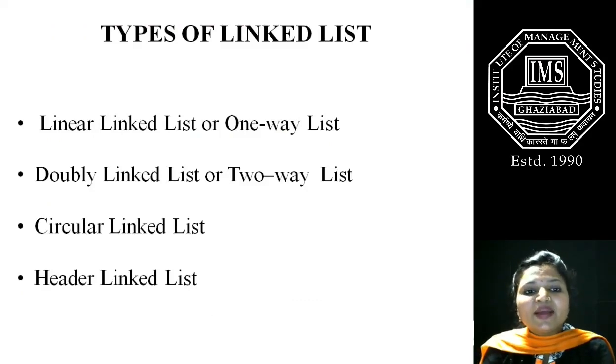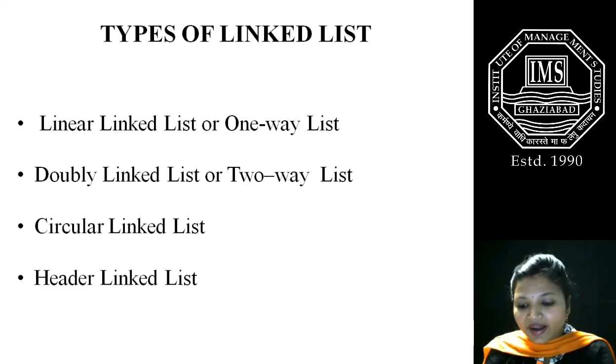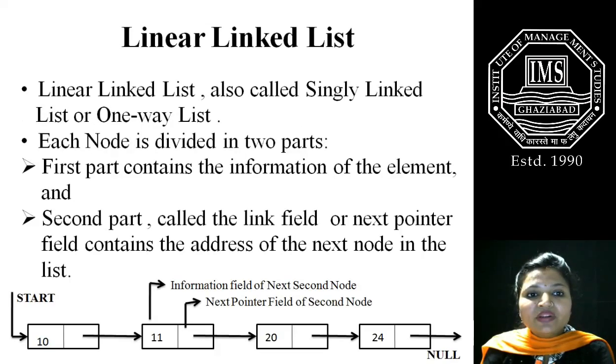So we have different types of linked list: linear linked list or one-way linked list, doubly linked list or two-way list, circular linked list or header linked list. So we will study linear linked list first. Linear linked list is also called singly linked list or one-way linked list.